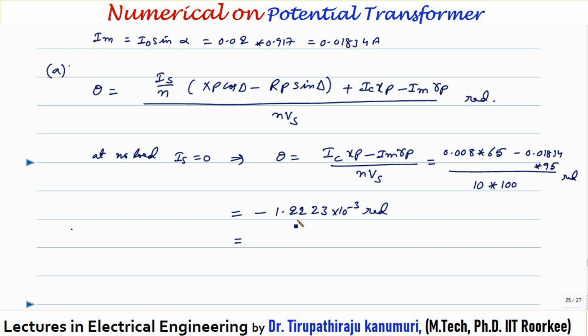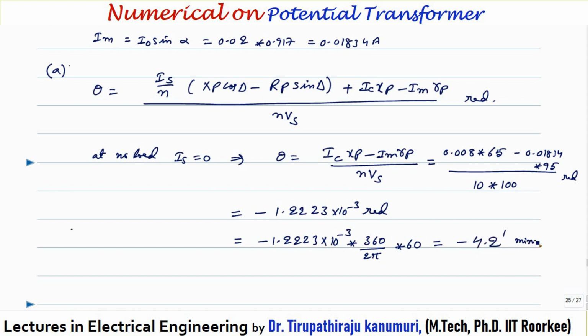So in order to convert this angle to degrees, what do we have to do? 1.2223 into 10 to the power of minus 3. We know that 180 degrees is equal to pi radians, or 360 degrees is nothing but equal to 2 pi radians. Agree with me? So I can convert this by multiplying by 360 divided by 2 pi. I have converted to degrees. Then I have multiplied by 60, to convert this angle in degrees to minutes, because in degrees it will be a very small value. So you will get this as 4.2 minutes.